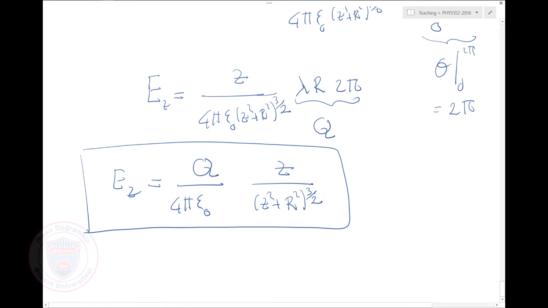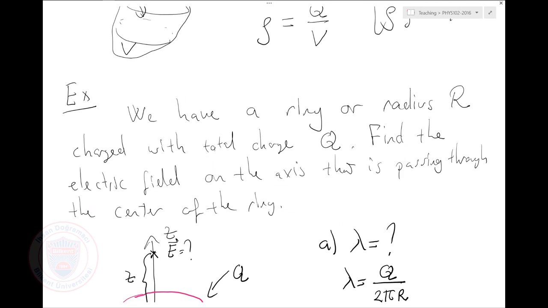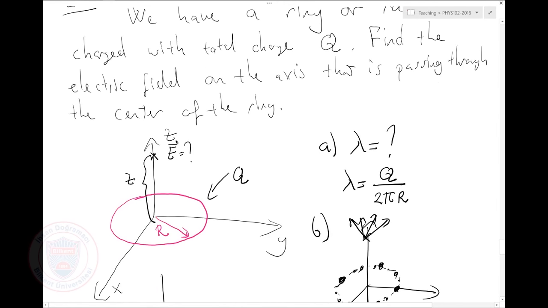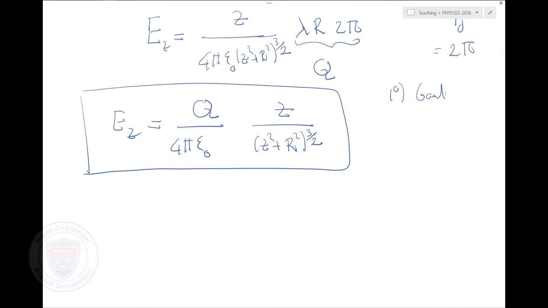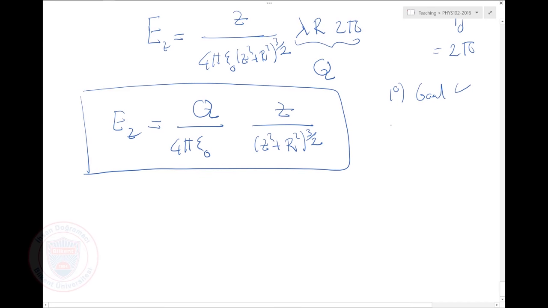Let's do a quick check. Did I reach my goal? Yes, I was given Q, I was given R, I was given also the universal constant epsilon zero, and I was asked to find how the electric field changes with Z. So I reached my goal.